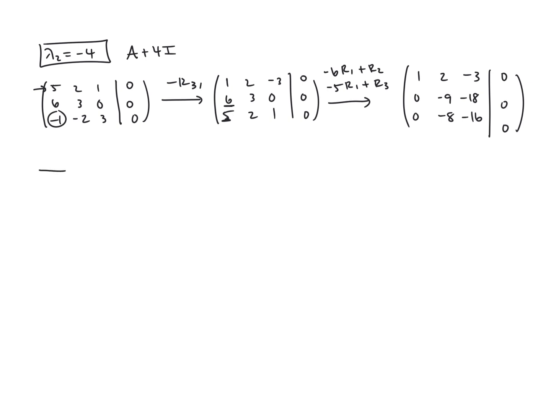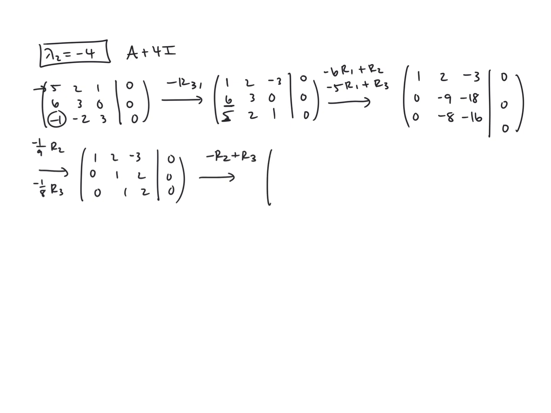Okay, so what I'm going to do then is just to make my numbers a little bit kinder. That second row, I'm going to multiply by negative 1/9. And that third row, I'm going to multiply by negative 1/8. So that'll give me 0, 1, 2, 0, 1, 2. First row stays the same. Okay, so what I can do then is I can take the opposite of the second row, add it to the third row. Really, I'm just subtracting them.